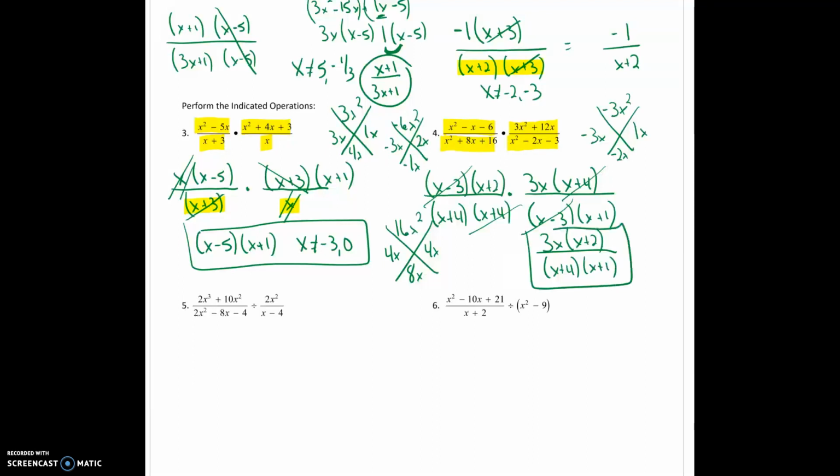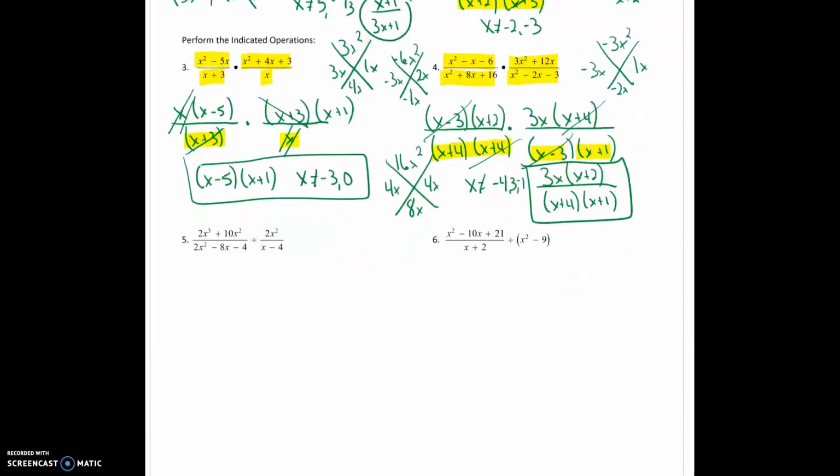And if I do look at domain restrictions, these will both say that x can't be negative 4. This will say that x can't be 3, and this one will say that x can't be negative 1. So x cannot be negative 4, 3, or negative 1.